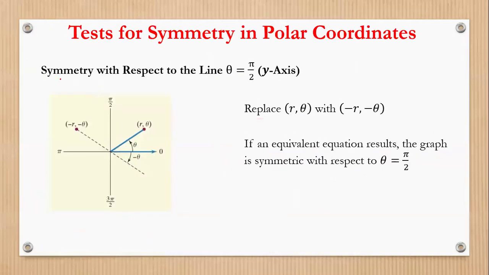We also check if the equation is symmetric with respect to the line theta equals pi over 2, which is the y-axis. We can find the reflection about the y-axis by replacing both r and theta with negative r and negative theta. This time we change both r and theta. r should be replaced by negative r, theta should be replaced by negative theta, and simplify the equation. If nothing changed, we get the same equation, we can claim that the equation is symmetric with respect to the y-axis.